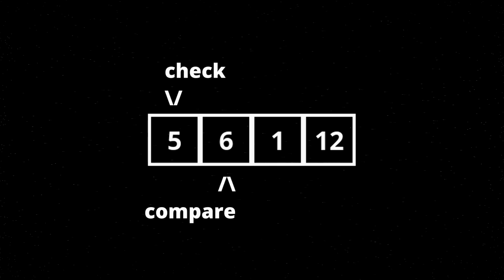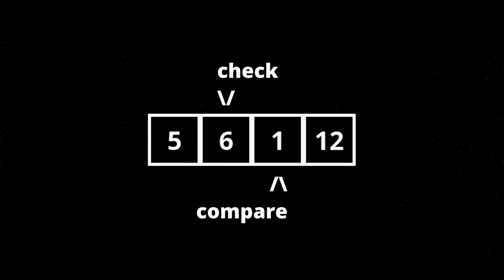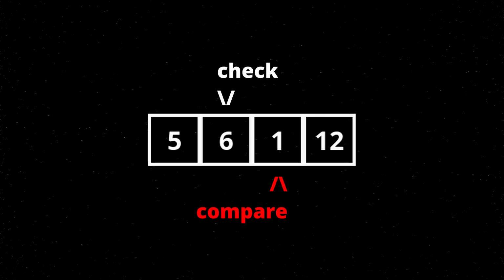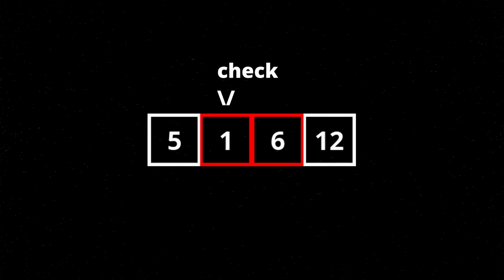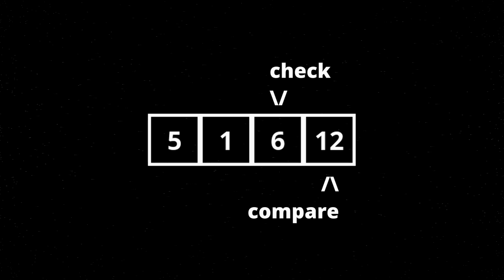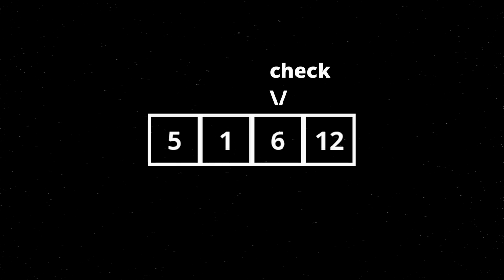We start with the first value and compare it to the value after it. If it's higher, we swap them. Since 5 is less than 6 though, we do nothing at first. Next we move to the right in our array, and we compare 6 and 1. We can see that 6 is greater than 1, so we swap them. To finish off our first iteration, we compare 6 and 12. And once again, we can see that 6 is less than 12, so we do nothing. This leaves us with the array of 5, 1, 6, and 12.